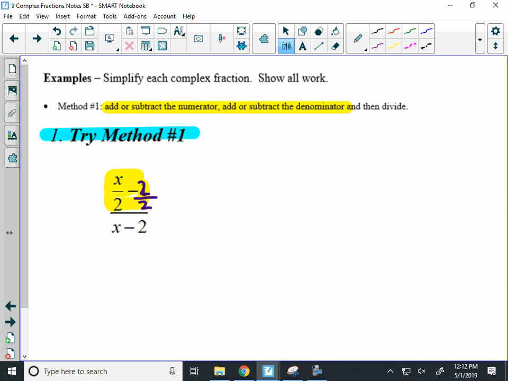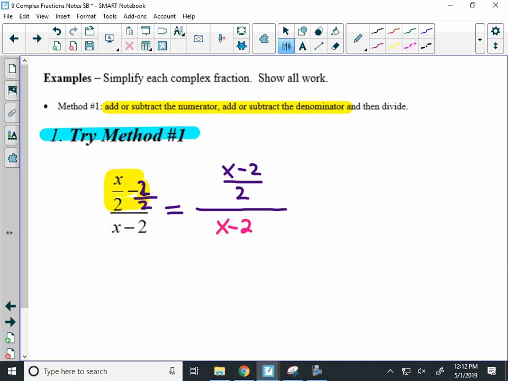And now let's simplify the numerator. Right? So what would be x over 2 minus 2 over 2? How would I simplify that? Yeah, x minus 2 over 2. So that's your new numerator. We found a common denominator between the two fractions. We subtracted them. We got x minus 2 over 2. Now the denominator of that whole fraction is still x minus 2. Okay, so we haven't simplified the whole thing yet.